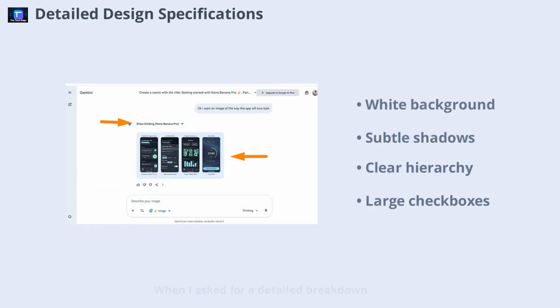When I asked for a detailed breakdown, Nano Banana Pro delivered comprehensive specifications. A white background with subtle shadows, icons in #1A1A1A, clear hierarchy for habit names and cues, and a large circular checkbox as the main interaction point. This level of detail is invaluable for developers, as it bridges the gap between design and implementation. The generated mockups match the specifications exactly, making the handoff process smoother than ever.